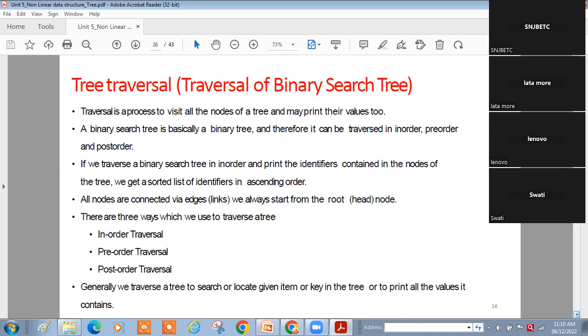Now next is nothing but tree traversal. Traversing the tree. Traversal means what? Traversal is nothing but a process to visit all the nodes of a tree and may print the values. Visiting every element is called traversal. So a binary search tree is basically a binary tree, and therefore it can be traversed in-order, pre-order, and post-order. From this slide, you have to remember that traversal means visiting every element, and it can be done using in-order, pre-order, and post-order.